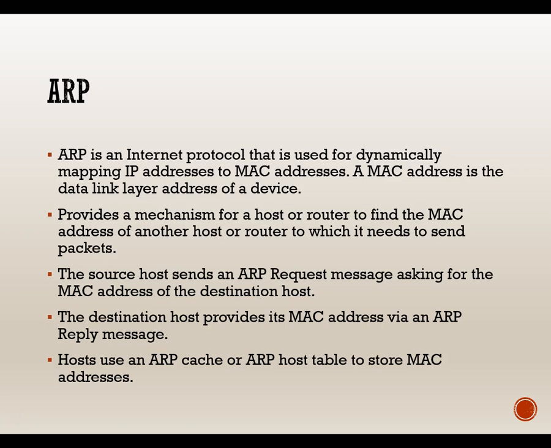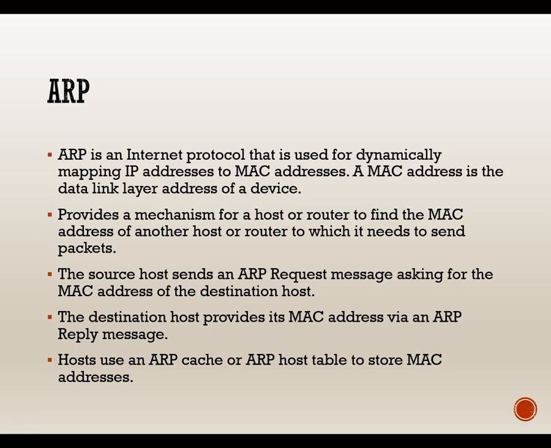It's a mechanism for a host or router to find the MAC address of another host or router when it needs to send packets, and we talked about why it needs that, because the delivery to the device actually happens to the MAC address. The reason that we use the hardware address is that IP addresses can change. If we use a protocol, we'll talk about DHCP, which dynamically assigns IP addresses, you may not get the same one, but the MAC address is going to be the same, so it's going to be delivered to it.